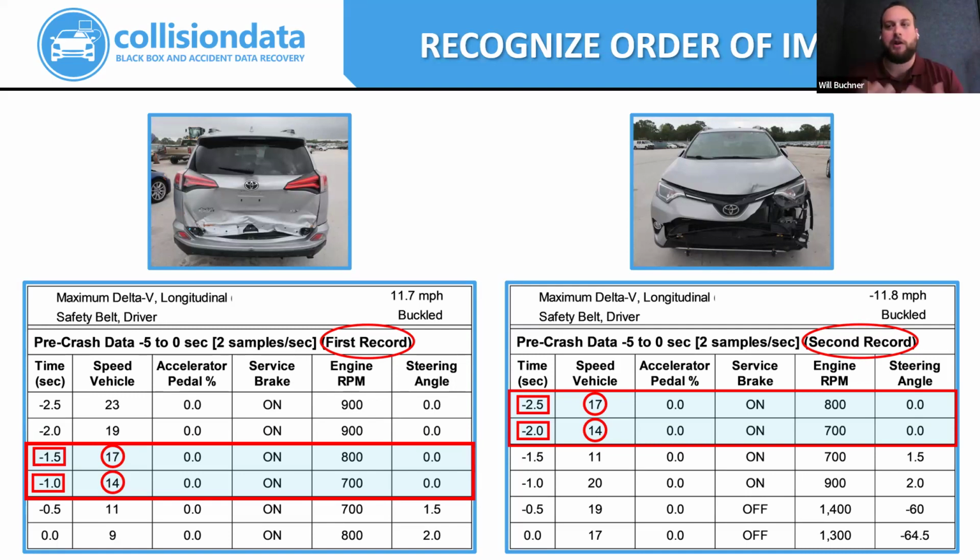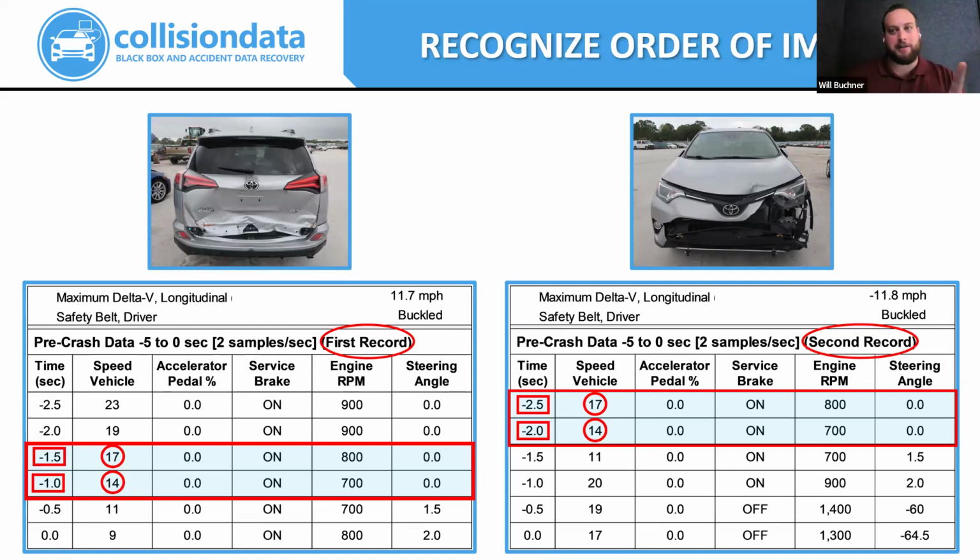So with one download, I can tell you that this vehicle was rear-ended first and pushed into the vehicle in front of it. They're labeled first record, second record. And then in the boxes on the data below, you can actually see there's about a second offset. So it was hit from behind, pushed into the vehicle in front of it, and received nearly the same impact force, slowing down by around 12 miles an hour.